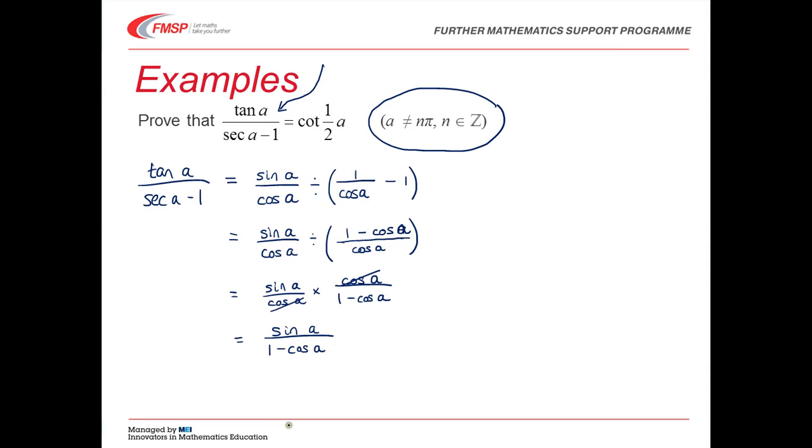Now that looks quite simple, but it's not what we're aiming for. So we go back and we have a look at what we're aiming for, and you will see that I've got half A as the input. So I need to change these using the double angle formulae. So you'll maybe remember from previous slides that we had sine of 2A was equal to 2 sine A cos A.